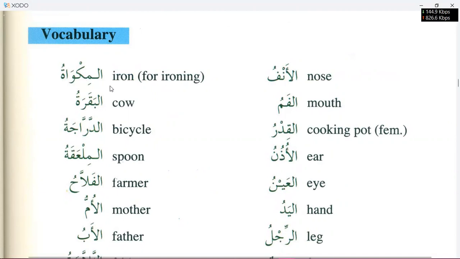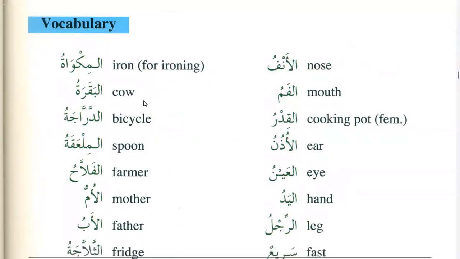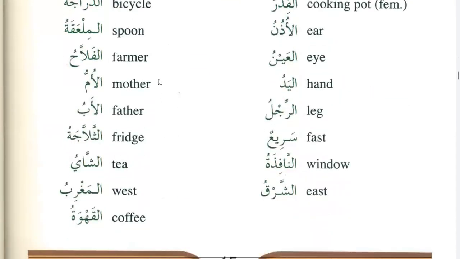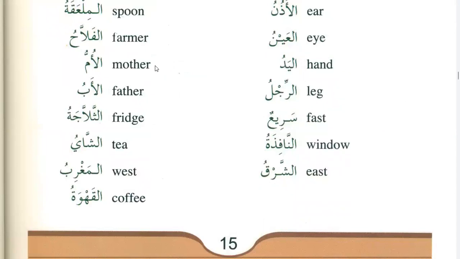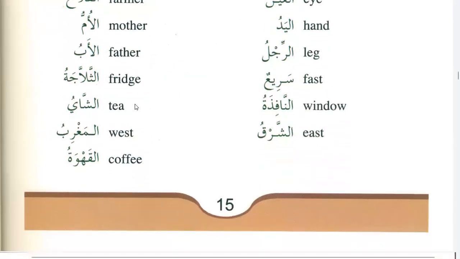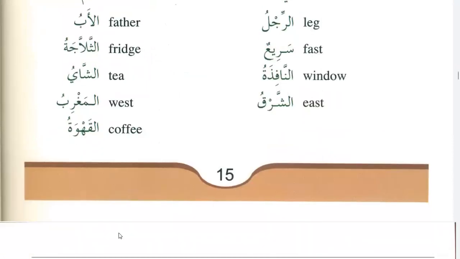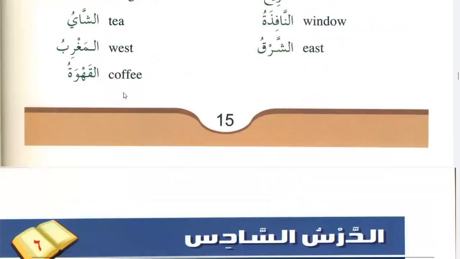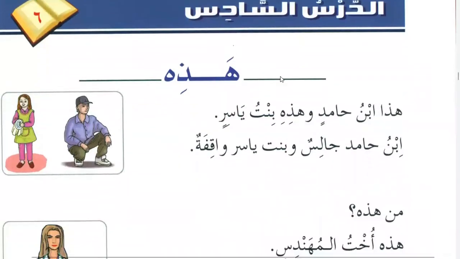Al-mikwatu iron. Al-baqaratu cow. Ad-darrajatu bicycle. Al-mil'aqatu spoon. Al-fallahu farmer. Al-ummu mother. Al-abu father. Ath-thallajatu fridge. Ash-shayu tea. Al-maghribu west. Al-qahwatu coffee. And that's the sixth lesson.